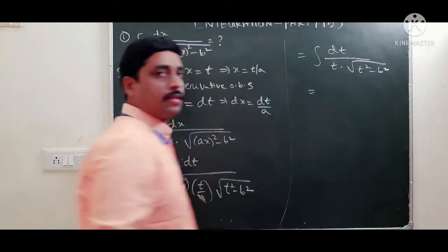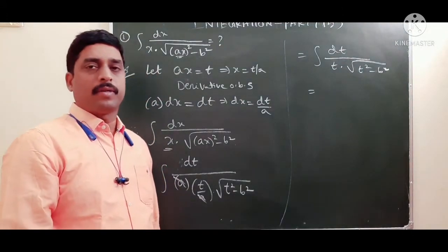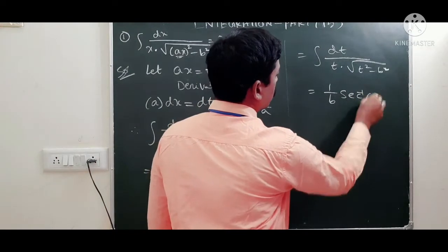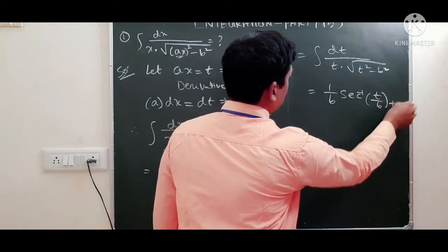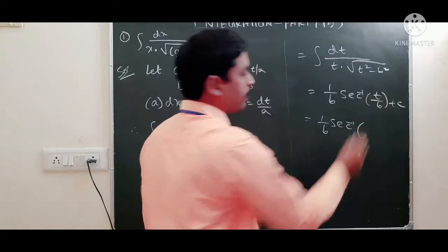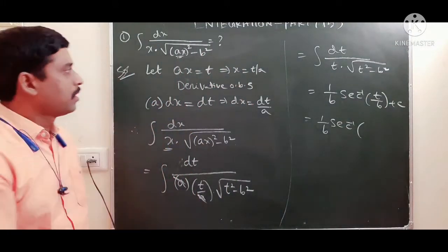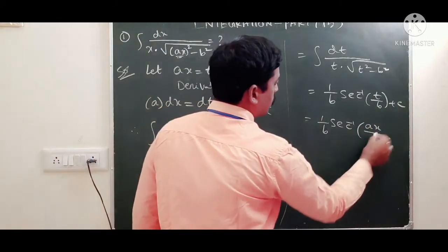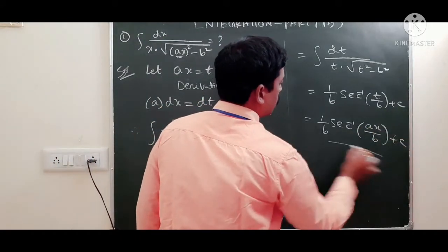So this formula gives 1 by b secant inverse of t by b plus c. This will be 1 by b times secant inverse of t by b. In the place of t, we should write ax. So it is 1 by b secant inverse of ax by b plus c. So this is the answer.